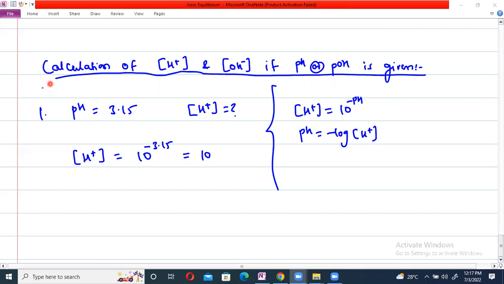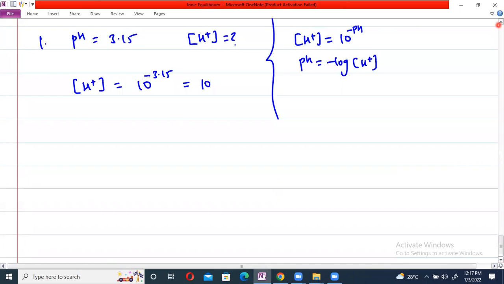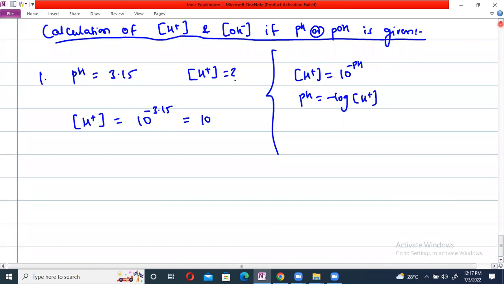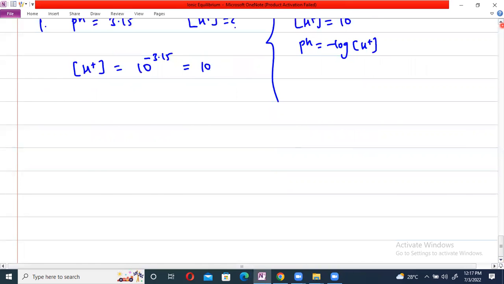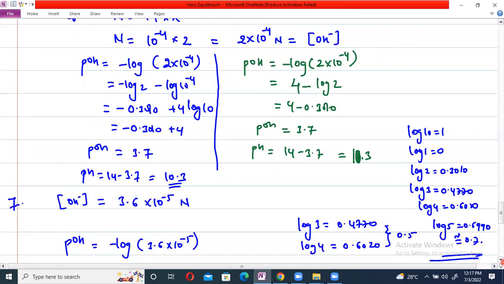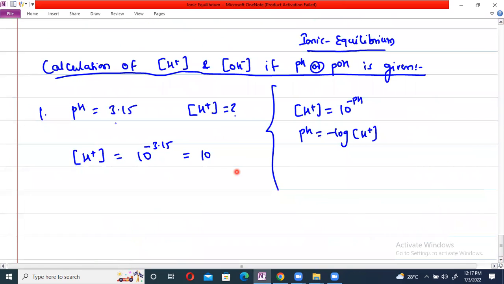But listen here, this is another part, that is the calculation of H plus and OH minus if the pH and pOH is given. It is also coming from the ionic equilibrium. If the H plus and OH minus is given, how to get the pH and pOH? Or sorry, if the pH and pOH is given, how to get the concentration of H plus and OH minus? See, example is here.